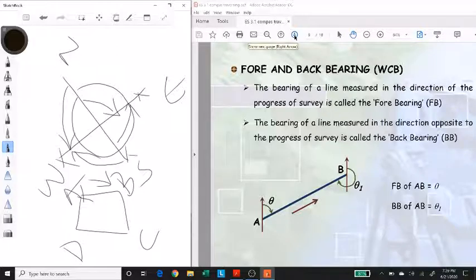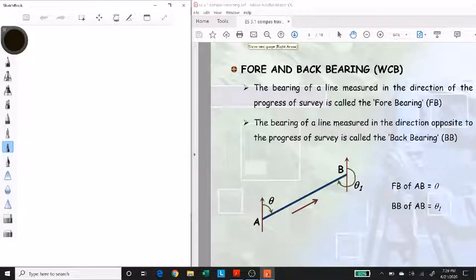And they could be from either direction, it doesn't matter. It just depends on in which direction you are surveying. Alternatively, if I am surveying in this direction from D to C, standing at point D and looking at point C, the bearing would be fore bearing. And standing at C, looking at D, the bearing would be back bearing. So it is just a convention. But the point to remember is that the difference between forward bearing and back bearing is always 180 degrees.